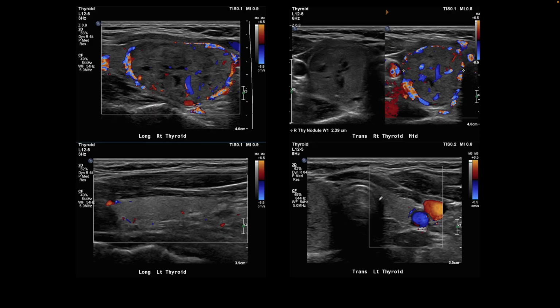Here's our next patient. They presented with a thyroid nodule and they were also clinically hyperthyroid. So on this long axis view of the left lobe of the thyroid, it looks normal. On the right side, we see a nodule which shows peripheral hyperemia, central blood flow, and they have measured this nodule. Here again, the transaxial view of the left lobe of the thyroid shows that there are no nodules. So there is a nodule in the right lobe of the thyroid, and this patient was hyperthyroid.